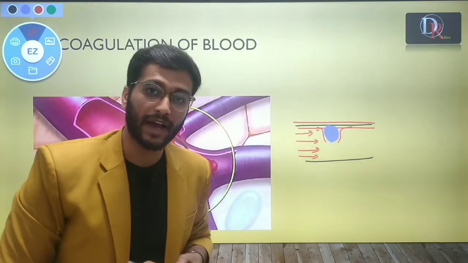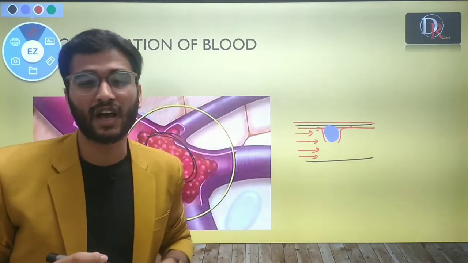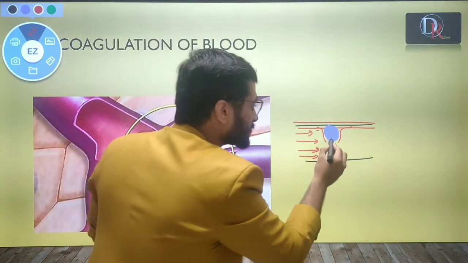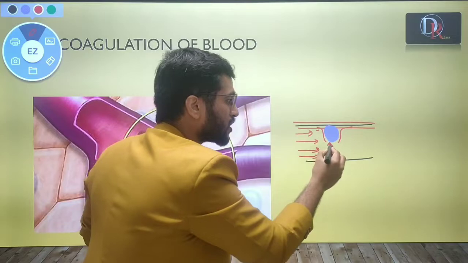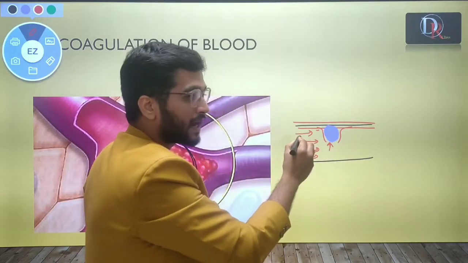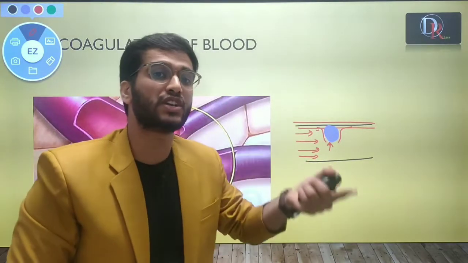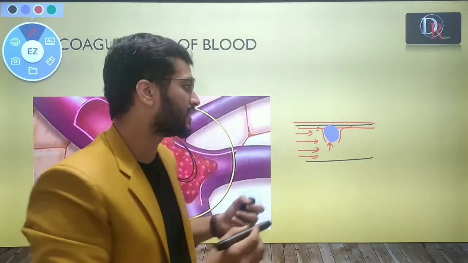If this forceful passing of blood leads to the breakdown of the tunica intima, this breakdown will result in the direct exposure of the fatty tissue to the blood, which will lead to the coagulation reaction, and it will result in what?